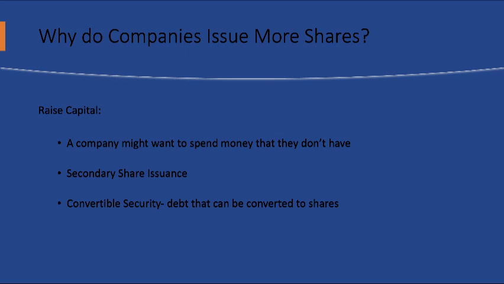Another way to raise capital is through what are called convertible securities. This is basically a type of debt that can be converted into shares down the line. For example, if the company issues bonds that can be converted into equity, the debt holders might decide to convert their bonds into shares when it benefits them, which increases the total number of shares outstanding.